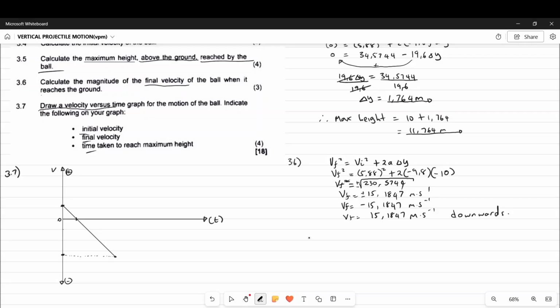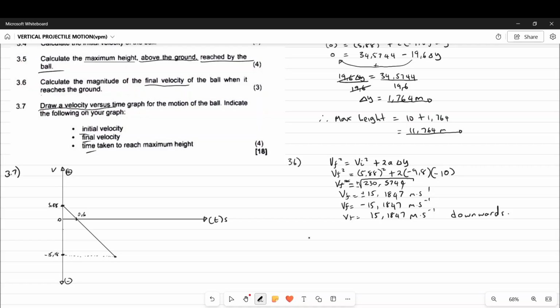Now you're going to indicate your V initial was 5,88, and here you're going to say negative 15,18, right? And this time here was 0,6, right? So time is in seconds, and then you stop right there.